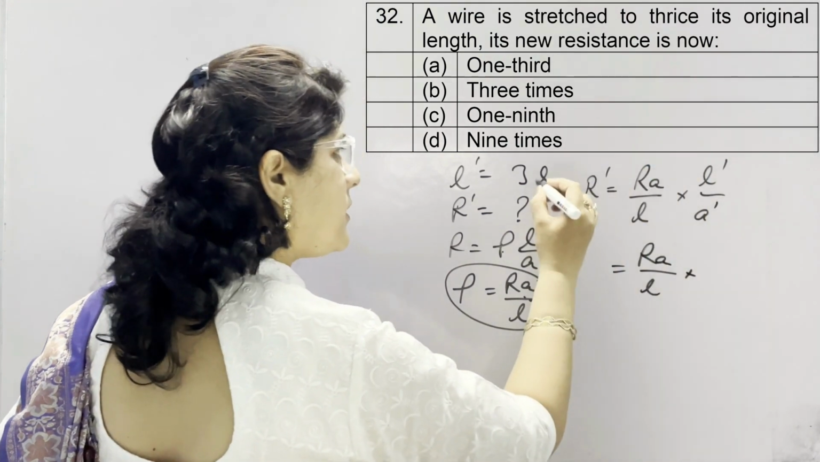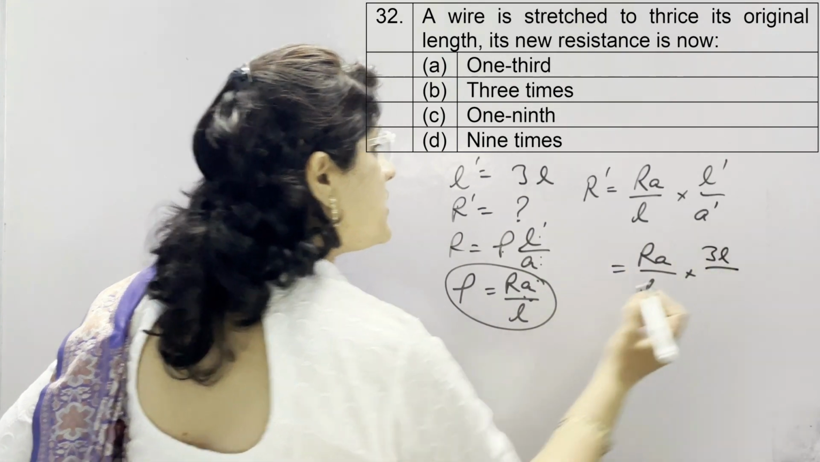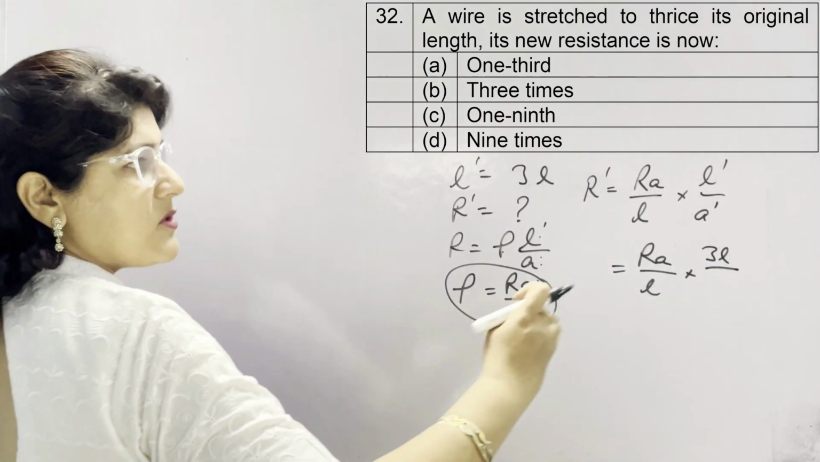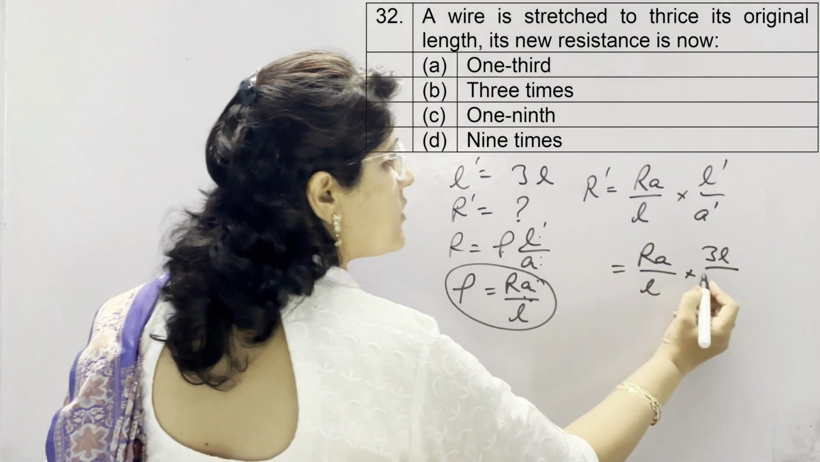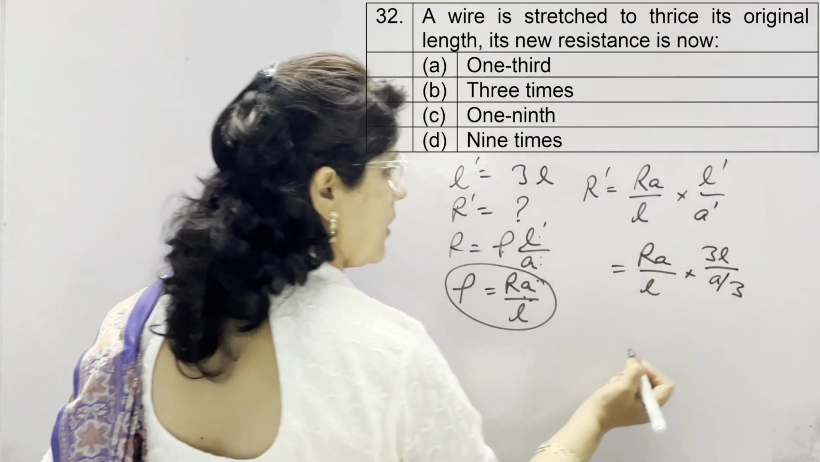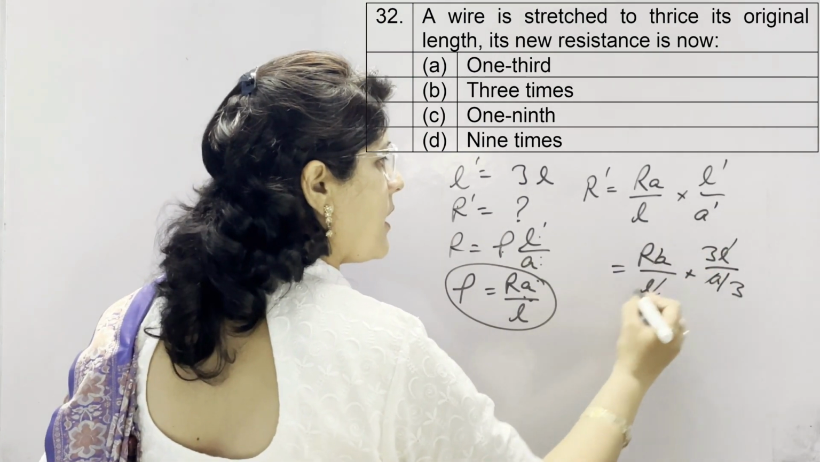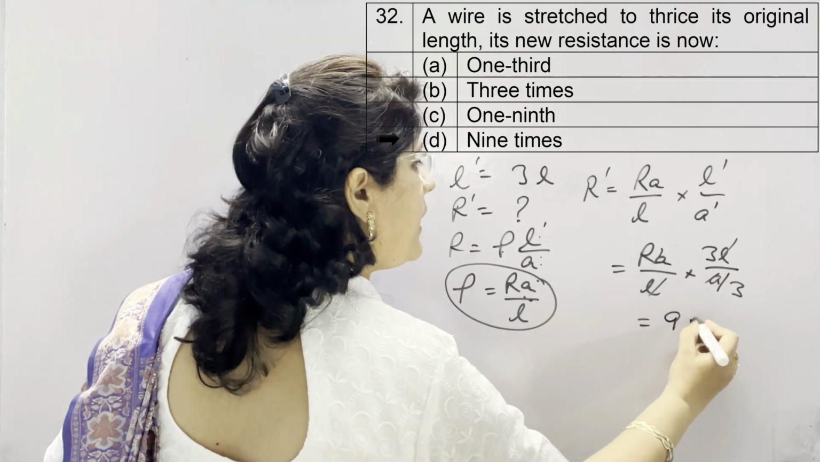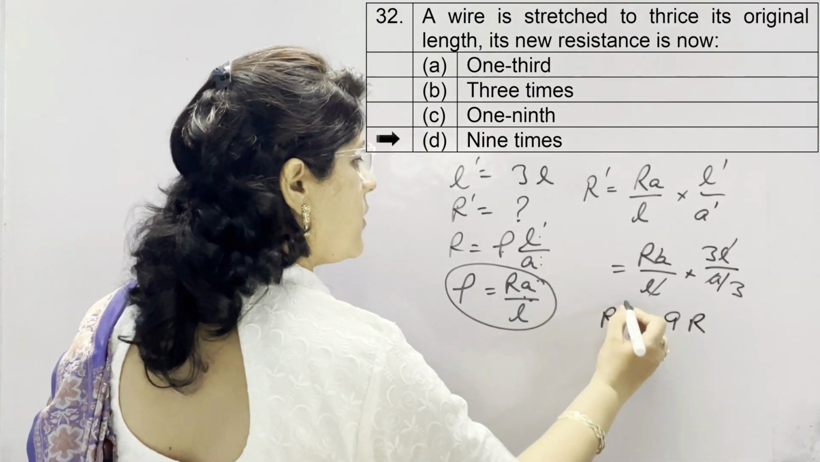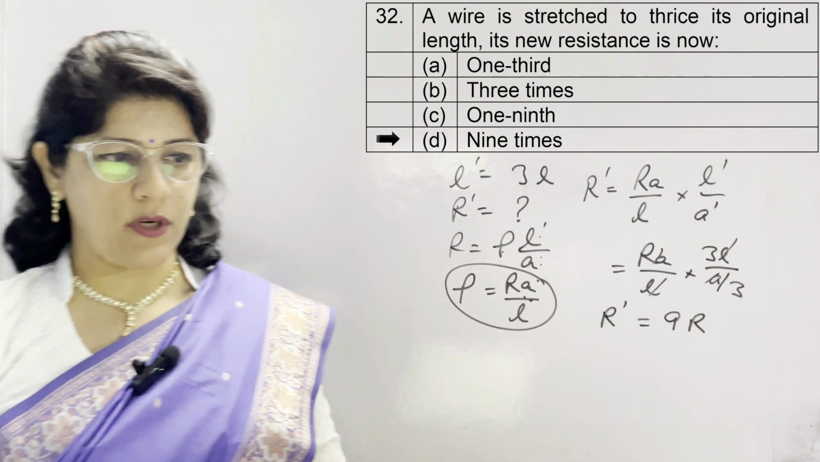Now न्यू लेंथ कितनी हो गई, 3L हो गई. जब मैं किसी भी वायर को 3 टाइम्स स्ट्रेच करूंगी तो उसका एरिया ऑफ क्रॉस सेक्शन 3 टाइम्स कम हो जाएगा. सो A डैश कितना आ जाएगा, A upon 3. Now L same, A same. So answer comes out to be 3 into 3, 9. 9 times of original resistance. So new resistance is 9 times of original resistance.